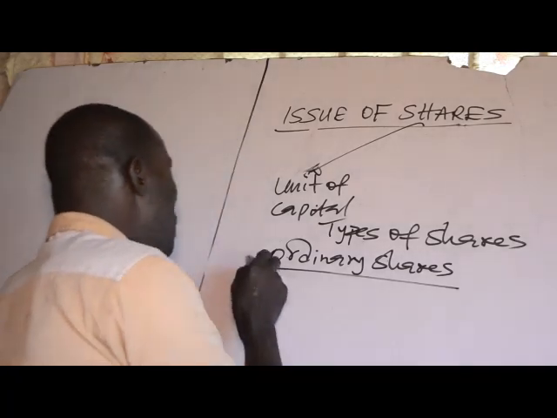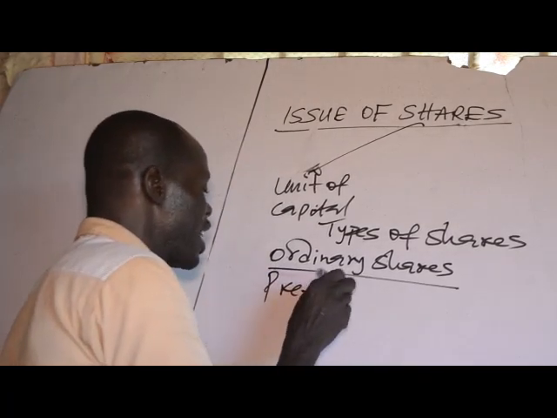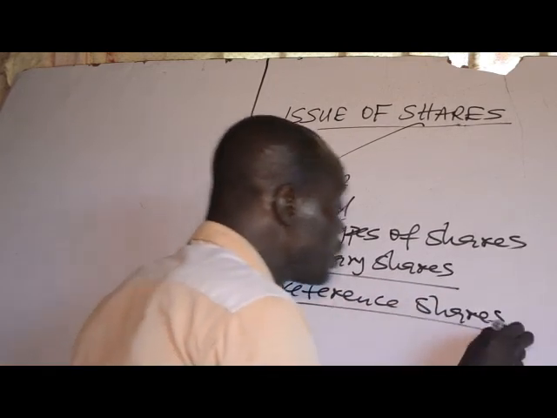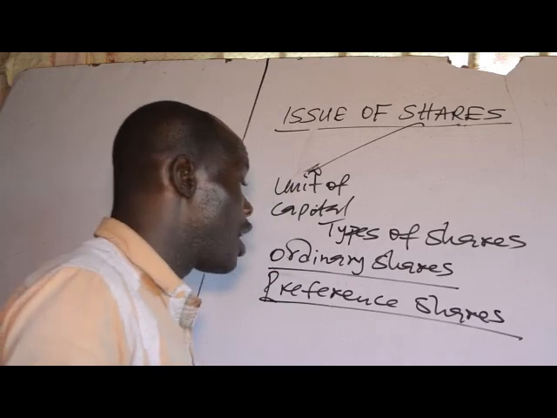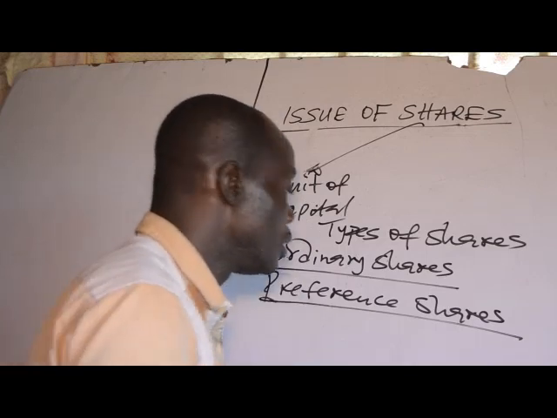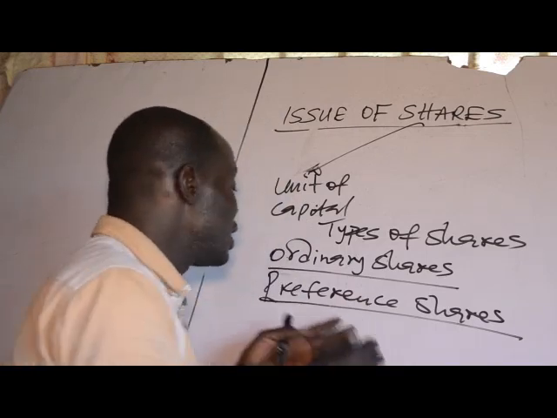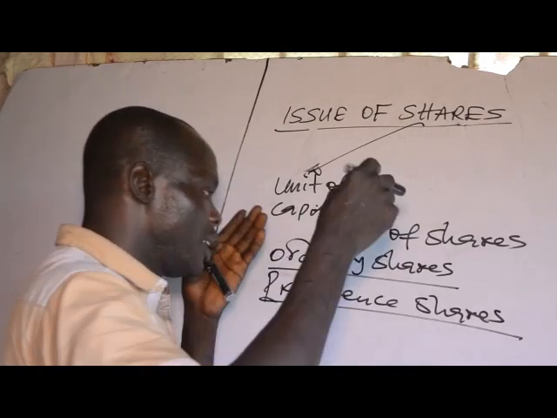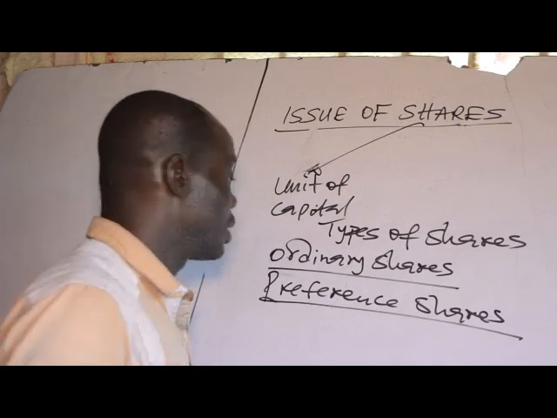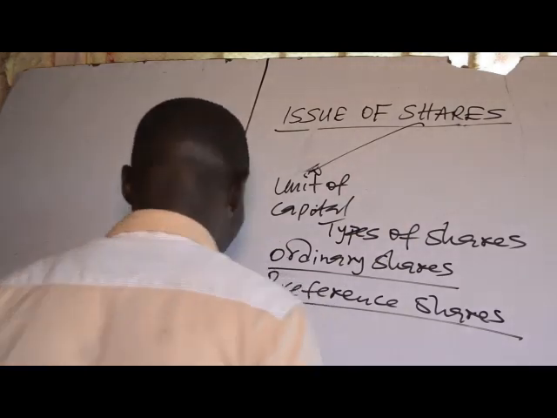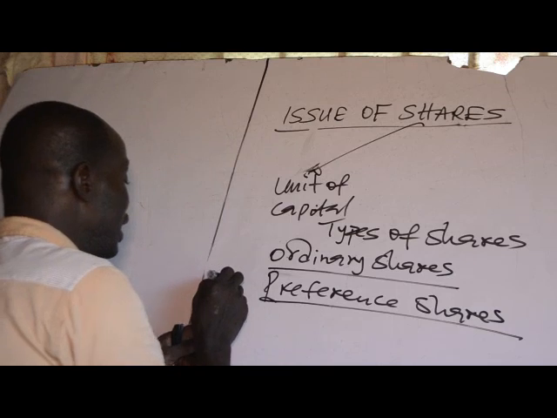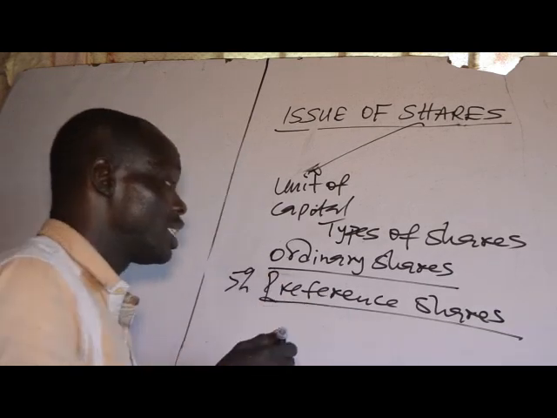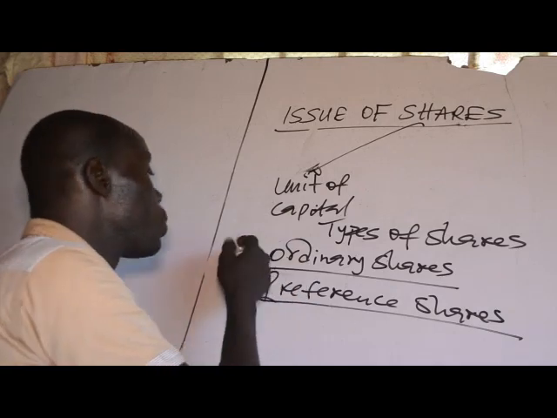So, for preference shares, the holders are entitled to a fixed rate of returns or a fixed rate of dividends. That is why you may see 5% preference shares, 10% preference shares, but in terms of ordinary shares, you just see ordinary shares. There will be no coupon rate attached.